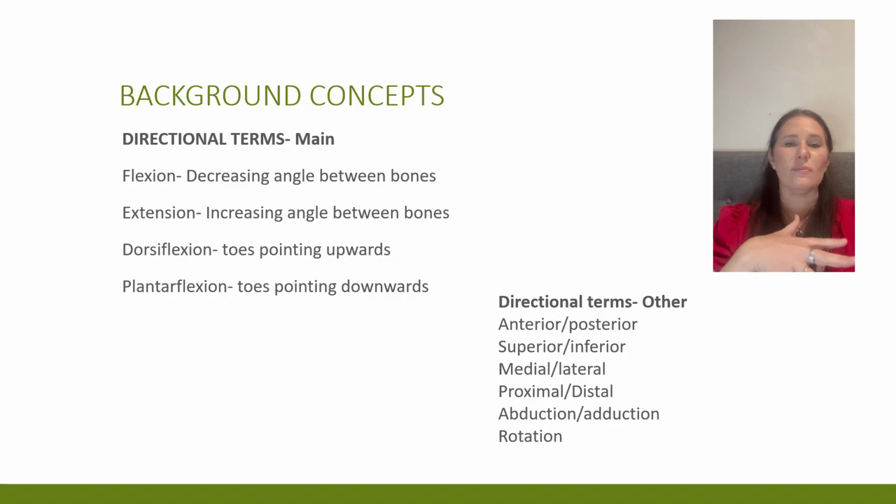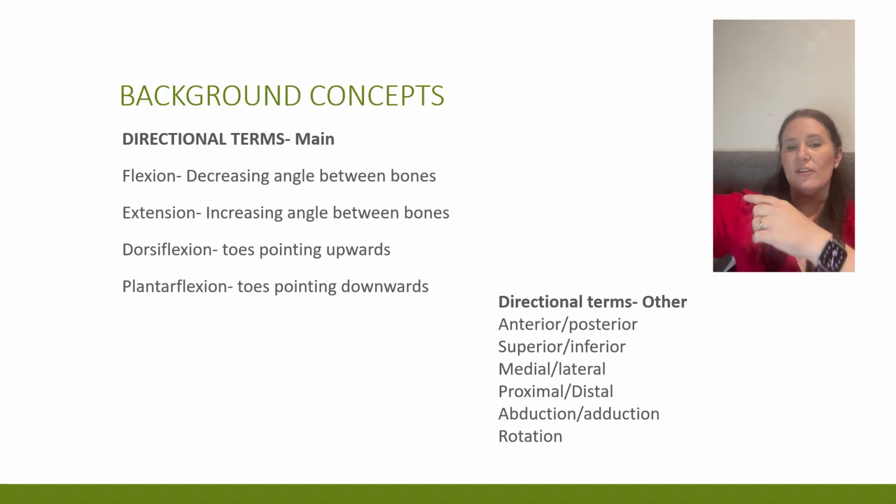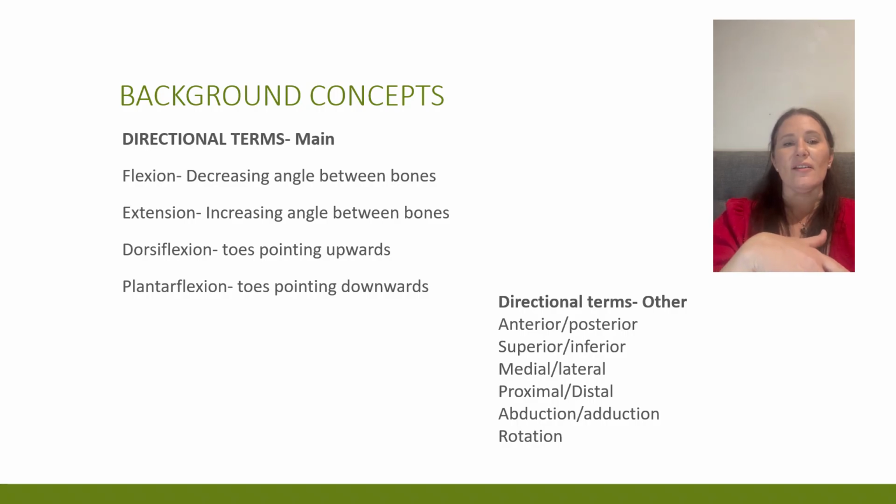Medial and lateral, so medial is towards the midline or towards the belly button area. Lateral is away from it. Then proximal and distal, which is closer or further to the trunk or the point of origin. The trunk is the torso midsection, and the point of origin is where the limbs come from the body. Also you've got abduction and adduction. Adduction is coming towards the midline of the body, and abduction is going away from the midline. Then rotation, which is rotation of the joints along the axis.